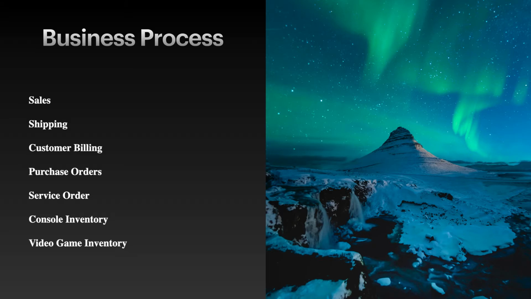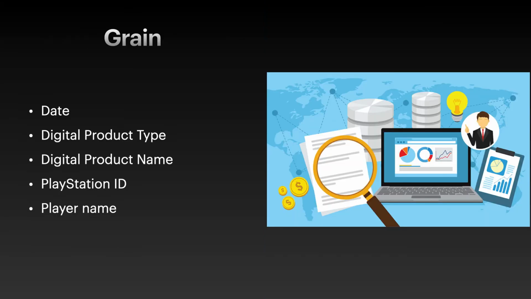During the initial process, the database team needs to come together to better understand what is to be expected and determine the business process of each department. By determining the grain, it helps determine the required dimensions for each business process.